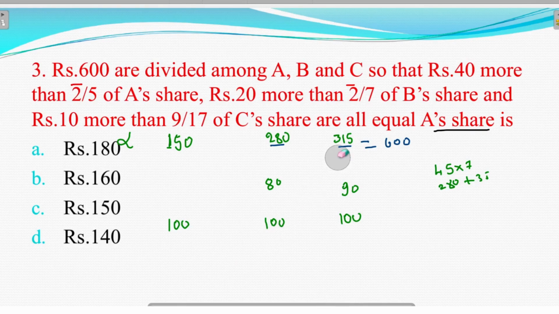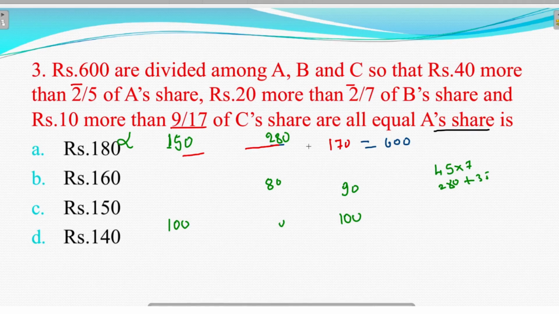Not, sorry, not 315. Sorry, wait. Because it is 90 means here 9 by 17. I thought it is okay. It is 9 by 17. 17 means 170. It will be 9 parts is equal to 90. I will explain, don't worry. 17 parts is equal to 170. Then 150, 280, 170. Here if I give this 300 plus 300, 600. Yes, it is my answer.